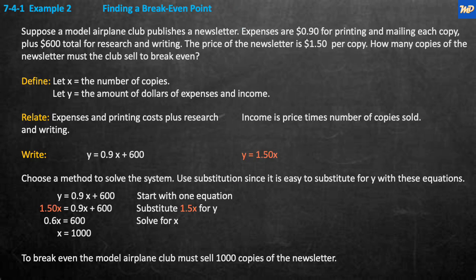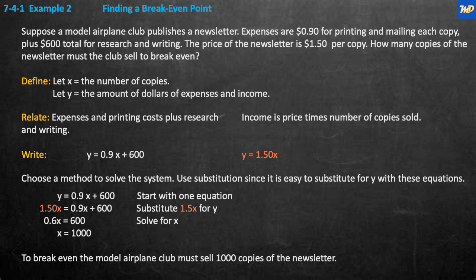Okay, example 2, finding a break-even point. Okay, let's see if we can do that. Suppose a model airplane club publishes a newsletter. The expenses are 90 cents for the printing and mailing of each copy, plus $600 total for research and writing. Okay, so the price of the newsletter is $1.50 per copy. They're going to sell them for $1.50 a copy. How many copies of the newsletter must the club sell to break even? That was that break-even point, right?